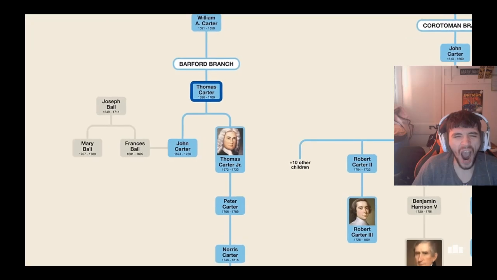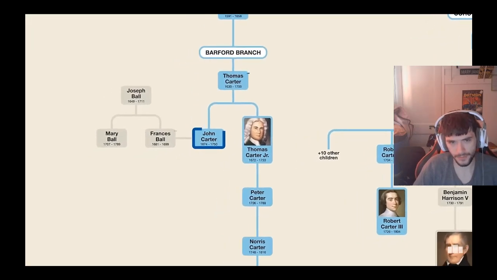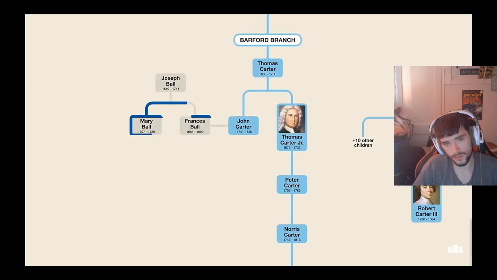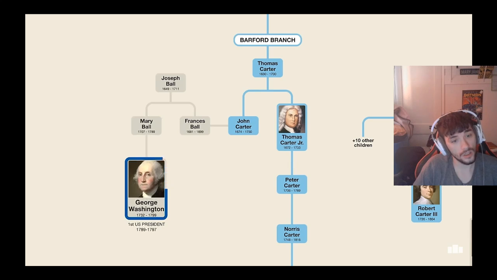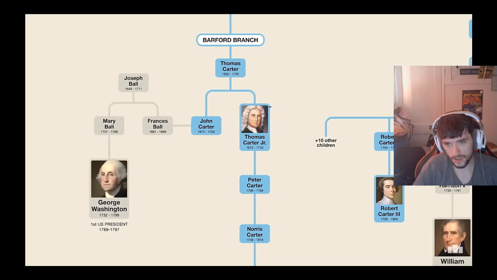Thomas Carter of Barford had several sons, including John Carter, who married Frances Bull, sister to Mary Bull. And Mary Bull was the mother of George Washington. So basically, the first president had an uncle who was a Carter. Thomas Carter of Barford also had a son named Thomas Jr.